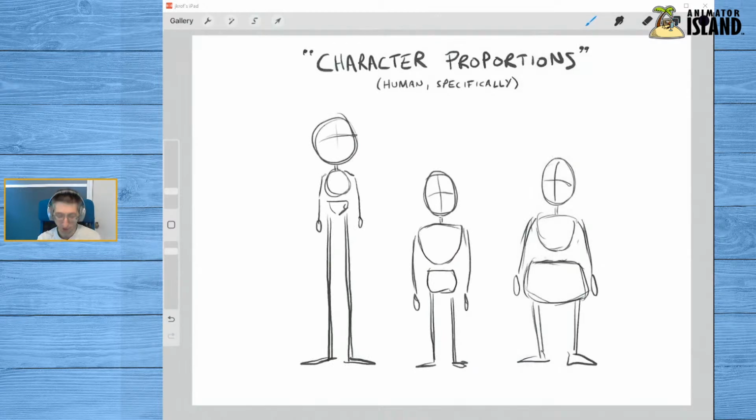So here we have a few drawings that I did that showcase some vastly different character proportions. As you can see, the first character has a decently large head and then a very small torso and a ridiculously small pelvis and then monstrously long legs.